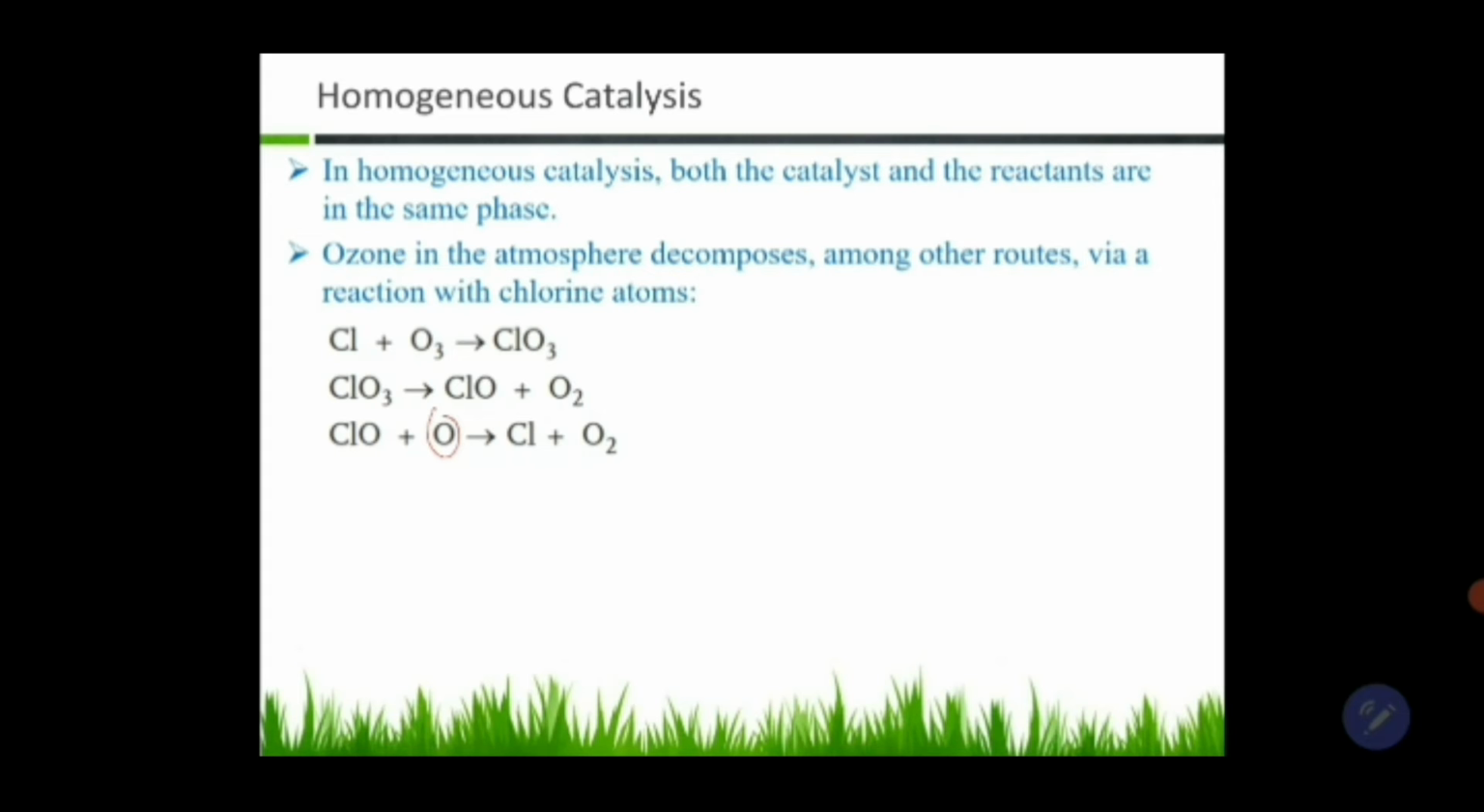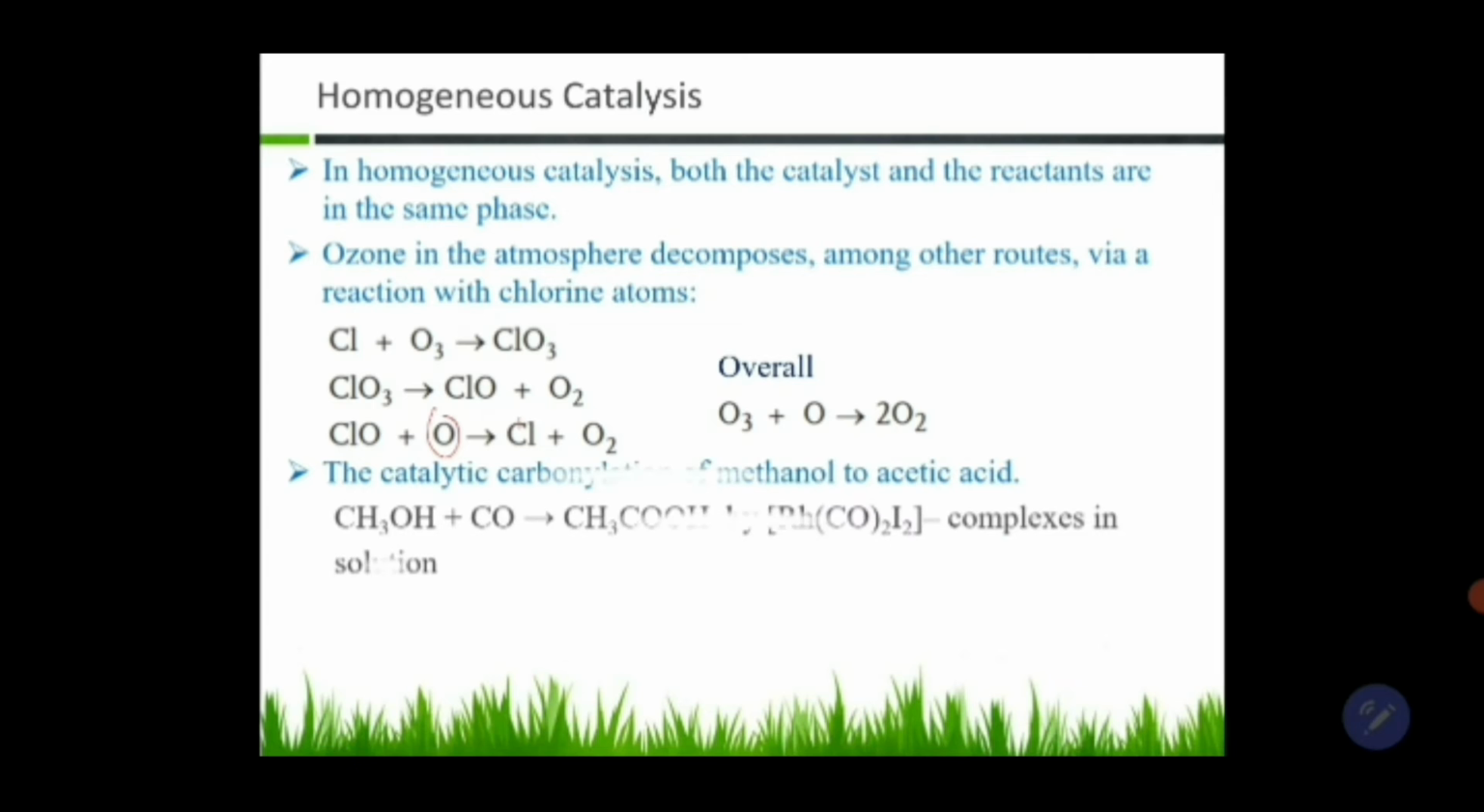If you look at the overall reaction, it is like this: O3 plus O gives 2O2, and the chlorine is nowhere in the overall reaction. So chlorine enhances the rate of the reaction without participating in the chemical reaction. Another example is the catalytic carbonylation of methanol to acetic acid. CH3OH plus CO gives CH3COOH. It happens in the presence of a rhodium complex.